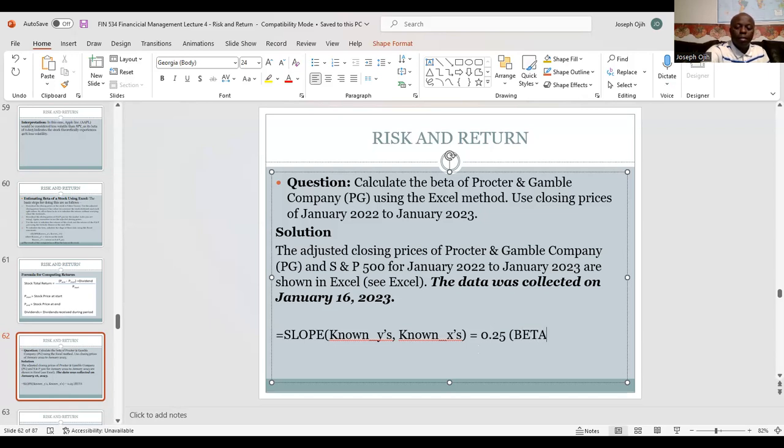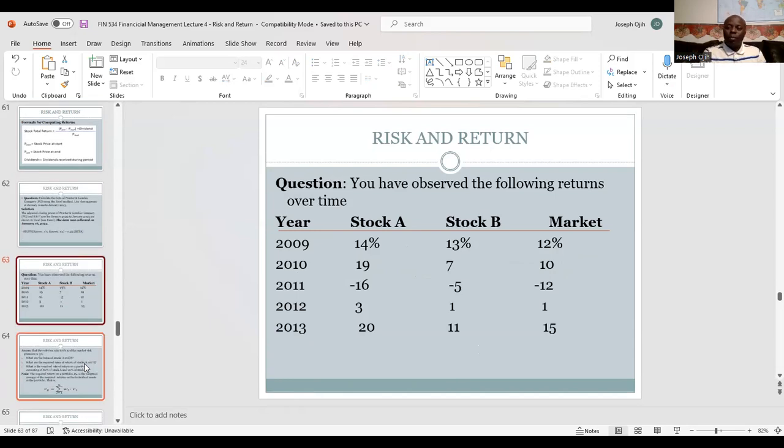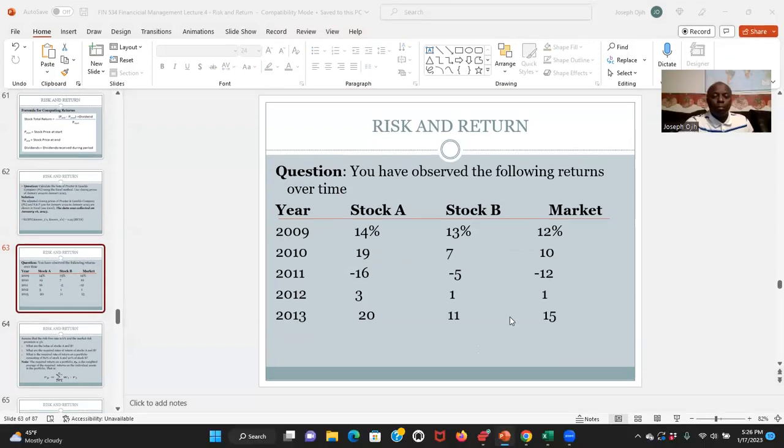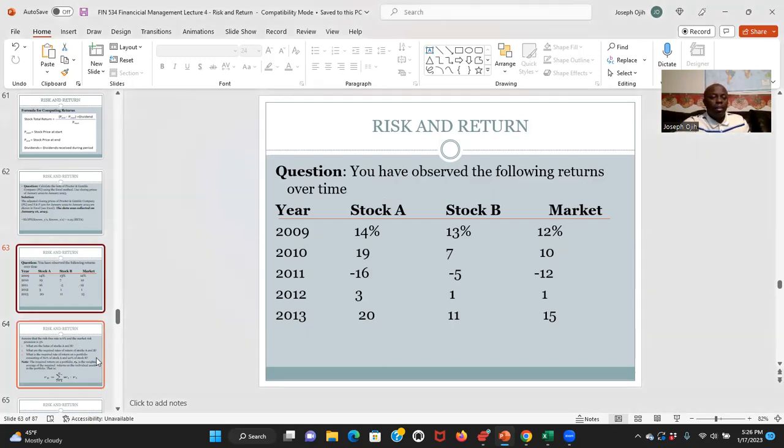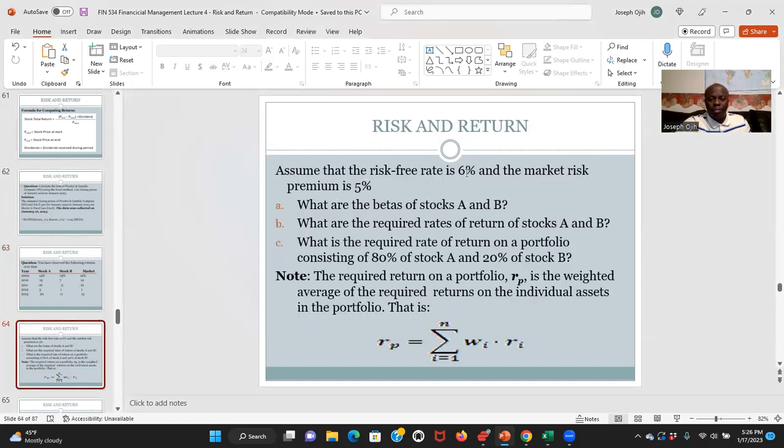Okay. Now, I've shown you how to calculate beta using the formula method and the Excel method. Next, let's solve one more question. It says you have observed the following returns over time for these two stocks, stock A and stock B, between 2009 and 2013. Stock A has all this return, stock B has all this return. At that time, the market had this return. The question says, assume that the risk-free rate is 6% and the market risk premium is 5%.